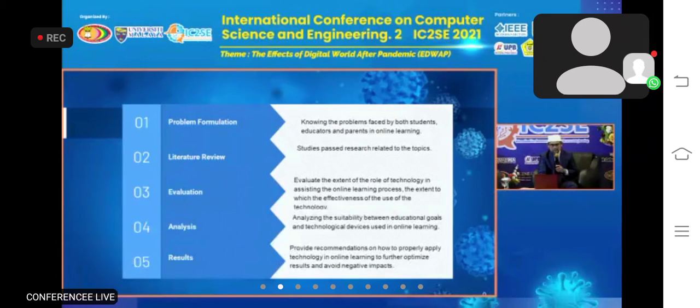And the last step is to provide recommendations on how to properly apply technology in online learning to further optimize results and avoid negative impacts.